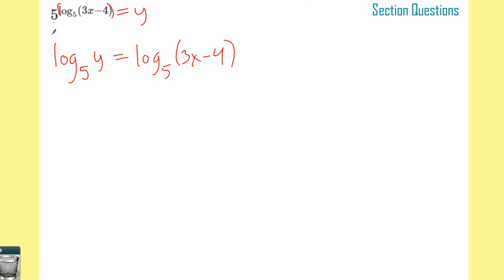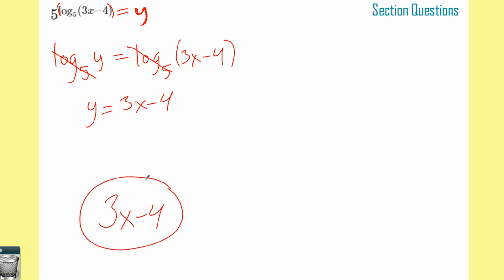Well, look at that. We now have log 5 equals log 5. We can chop those off. We get y equals 3x minus 4. And that's it. We can't do anything else. It's 3x minus 4. We don't want to put it to the other side because we don't want to put y in our answer because we invented it. Since we created it, do not put that in our answer. So this, you simplified this whole mess, is just equal to 3x minus 4.